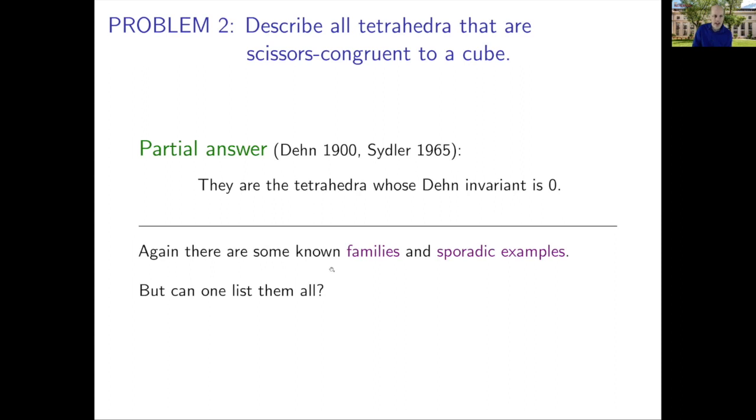And again, just as in problem 1, there are some infinite families, some one parameter families, and there are also some sporadic examples. But can we list them all? That's the question. And again, nobody knows how to do this. So in some sense, Hilbert's question is not completely answered. Okay, so that's problem 2. Now let me move on to the third question.